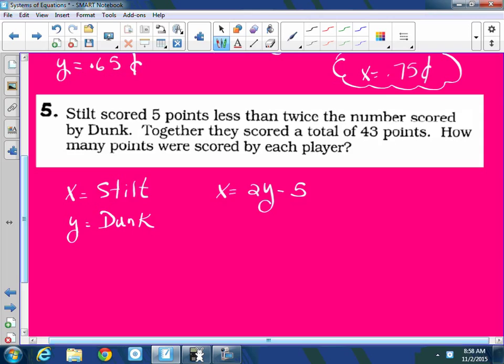Okay? Now, together they scored a total of 43. So what's the second equation? That's the easiest one. X plus y equals 43. Say that again. X plus y equals 43. Thank you, because I only heard one person saying it right.